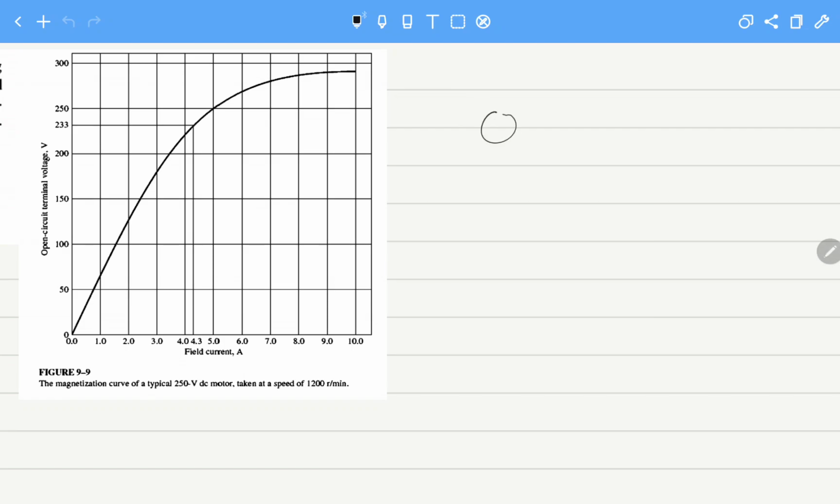What is shunt? This means that this is the armature, and in parallel to the armature we have our field winding. Here is RF and here is RA, this is EA, and the terminal is here, very similar to a DC shunt generator.